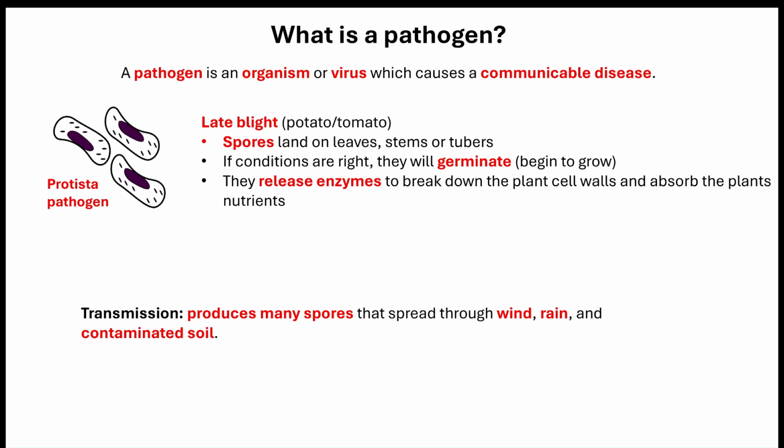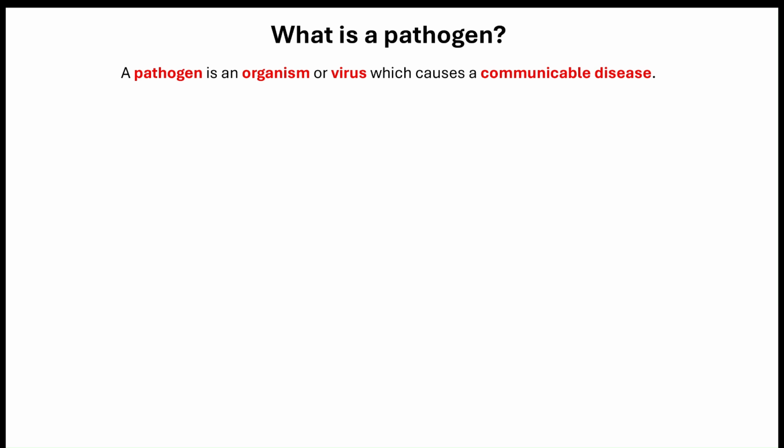Well, the Protista pathogen produces these many spores that can be spread through the wind, they can be spread through the rain, so through water, and they can be in contaminated soils. So the treatment is no cure, but careful removal of all parts of an infected crop. So that means that you need to make sure that the soil is not contaminated as well.